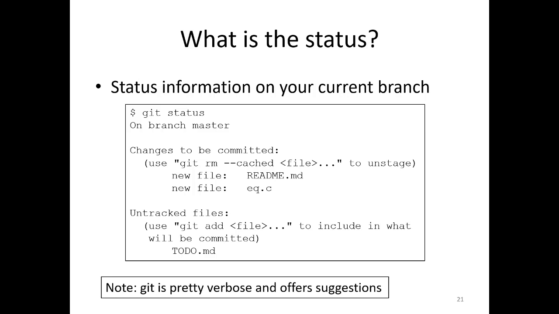So the nice thing about Git is that it's quite verbose and it offers suggestions of what you might want to do next. For instance, suppose that you would like to put todo.md under version control, then it says, well, okay, please do git add. And suppose that you staged the README file but still want to change something else before the next commit, then you can just do git rm --cached with the name of the file, or with more modern Git clients, you can do git restore --staged readme.md.